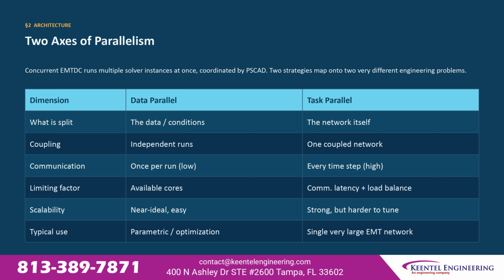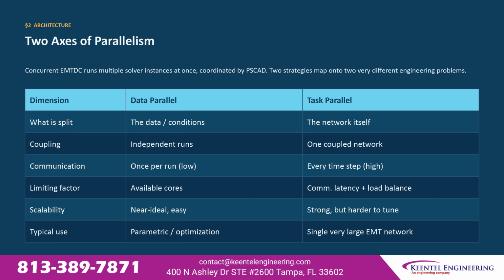The two parallelism strategies target fundamentally different engineering problems. Data parallelism splits the conditions, not the network. Each solver instance runs the same model independently with different inputs. Because the runs do not communicate with each other, scaling is near ideal. More cores means more runs at once.